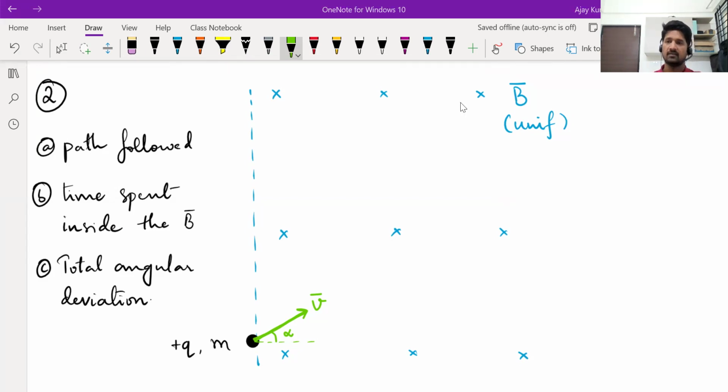90 degrees. Okay. The velocity in this case is still perpendicular to the magnetic field. It is not making some other angle. Okay, is that clear?